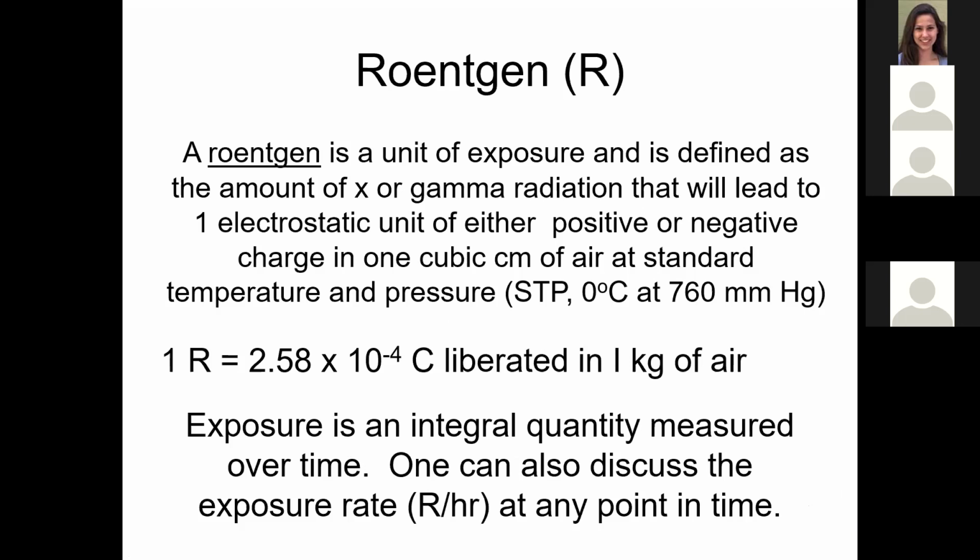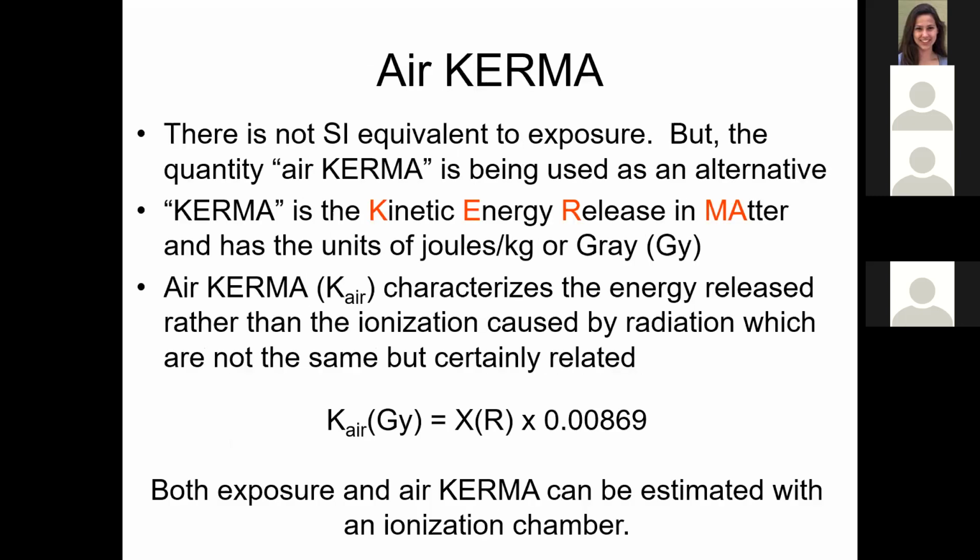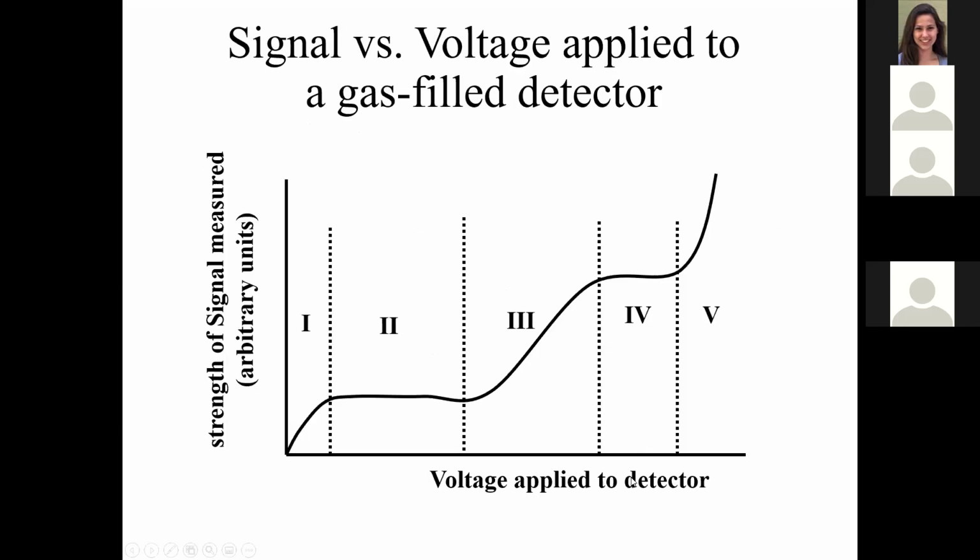You can also talk about the exposure rate, as in Röntgens per hour or Röntgens per minute at any given point in time. Right. So there's not an SI equivalent unit to exposure, but we do have air kerma, and kerma is kinetic energy released in matter, and this has units of energy per mass, joules per kilogram, or gray. Okay. Now this characterizes the energy released rather than ionizations. So these are 2 separate concepts, but obviously they are closely related. And so you can measure exposure and air kerma. You can estimate them both with those ionization chambers, right? Because if we're operating here, we can get a direct measurement of the amount of ionizations per unit time that's occurring.